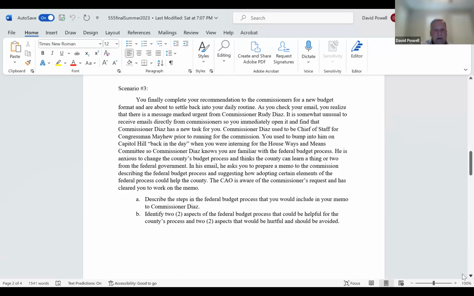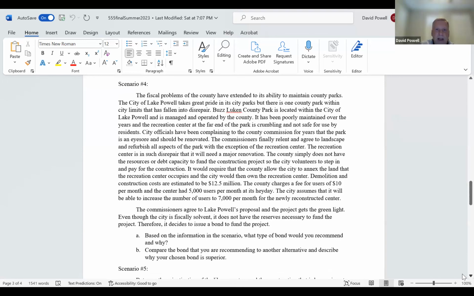Then scenario number 4, the fiscal problems of the county have extended to its ability to maintain county parks. The city of Lake Powell takes great pride in its city parks, but there is one county park within city limits that has fallen into disrepair. Buzz Luking County Park is located within the city of Lake Powell and is managed and operated by the county. It has been poorly maintained over the years, and the recreation center at the far end of the park is crumbling and not safe for use by residents.